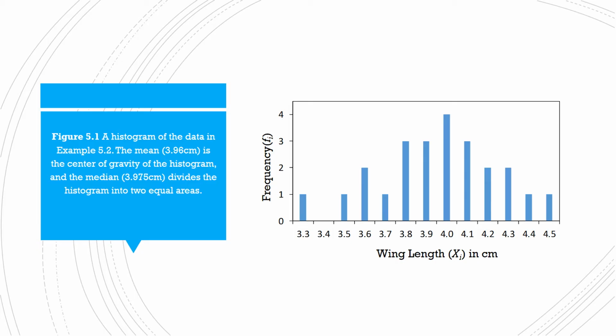If data are plotted as a histogram like this figure 5.1, the mean is the center of gravity of the histogram. That is, if the histogram were made of a solid material, it would balance horizontally, between left and right, with the fulcrum at x bar. So the mean will be in the middle. The mean generally is applicable only to ratio or interval scale data.